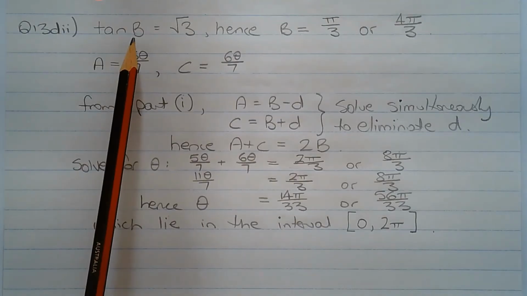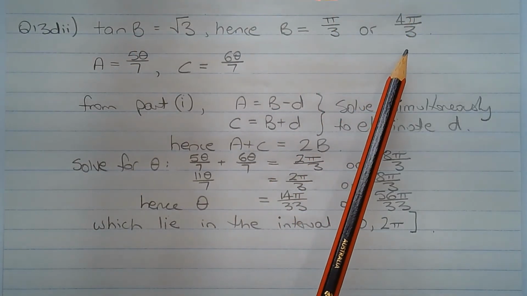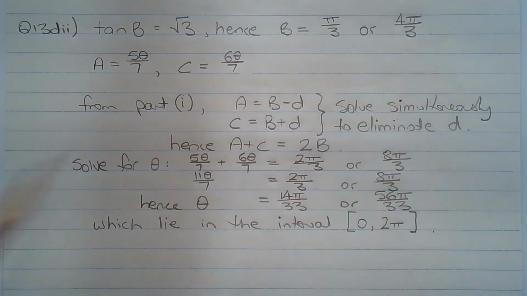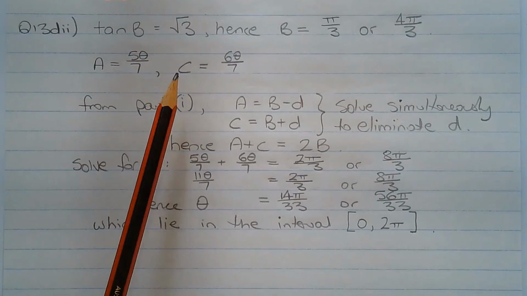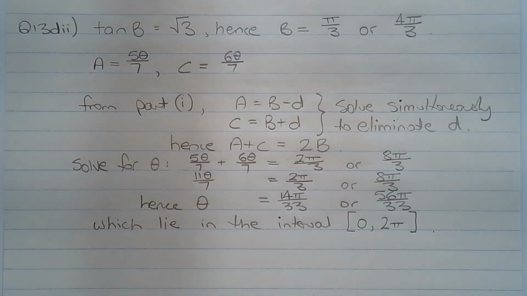Solving for b, we get b equals pi over 3 or 4 pi over 3. So that's the angle in quadrant 1 or quadrant 3. Now we have values for a and c, which we have already established. So a equals 5 theta over 7 and c equals 6 theta over 7.